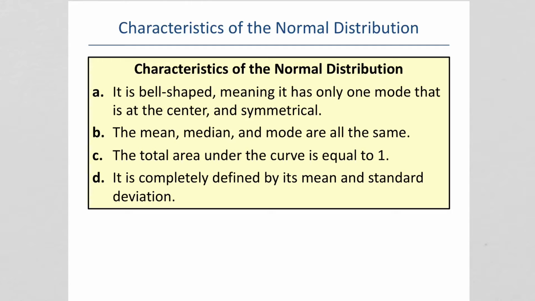A normal distribution is bell-shaped, meaning it has only one mode at the center, and it's symmetrical. The mean, median, and mode are all the same, or in a sample, approximately the same. The total area under the curve is equal to 1. 100% of the data falls beneath the curve. It's completely defined by its mean and standard deviation.